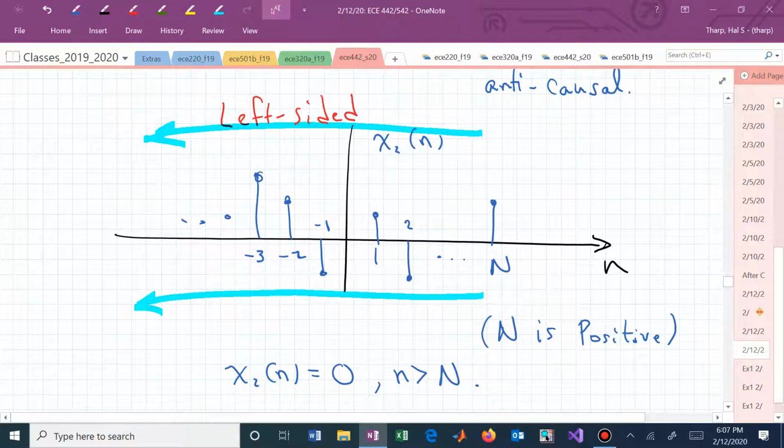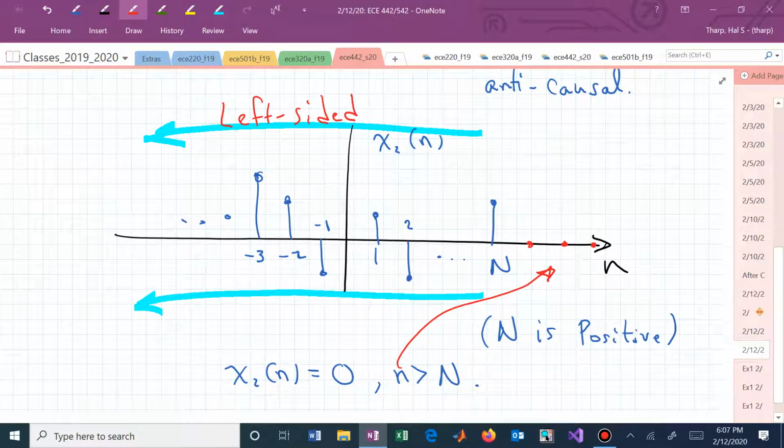Or x sub 2 of n is now 0 for all the n bigger than capital N. But we could still have capital N being some finite value. We now have a finite number of sequence terms that are non-zero. In order to have that, our region of convergence has to be modified slightly, or we have to take out z equal to 0. What are our region of convergence patterns?